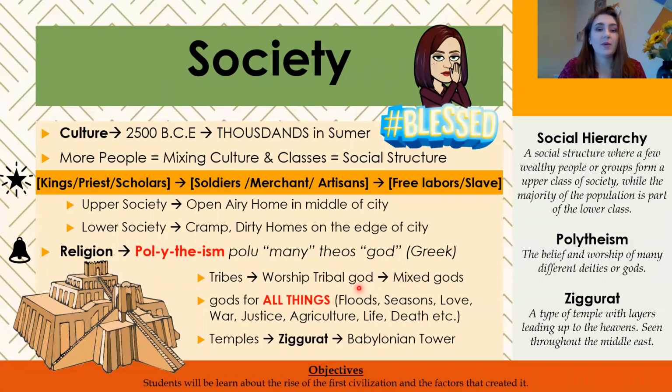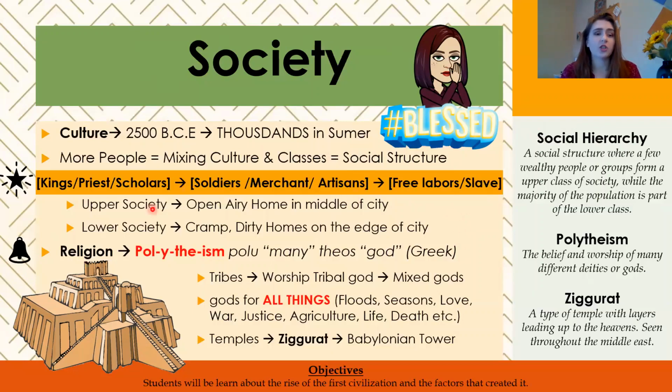At this time, we also have the development of society. So culture really began to develop about 25,000 BCE when thousands of people began to congregate in Sumer, both through population growth and migration. So with more people, you begin to have mixing of culture and classes and development of social structure. Social structure, also known as social hierarchy, is a really important concept when it comes to civilization.